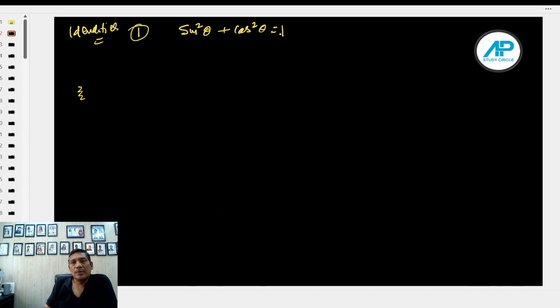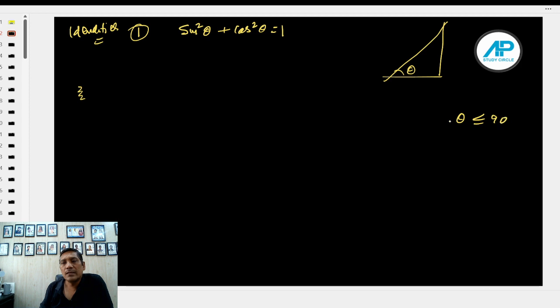Sine square theta plus cos square theta equals to 1. Now why this is equal to 1, that is another point. So first of all, I should tell you one thing about the trigonometry. The trigonometry, for your level, is confined when theta is greater than or equal to 0 and less than or equal to 90. That means we are only dealing with the trigonometry in the first quadrant.